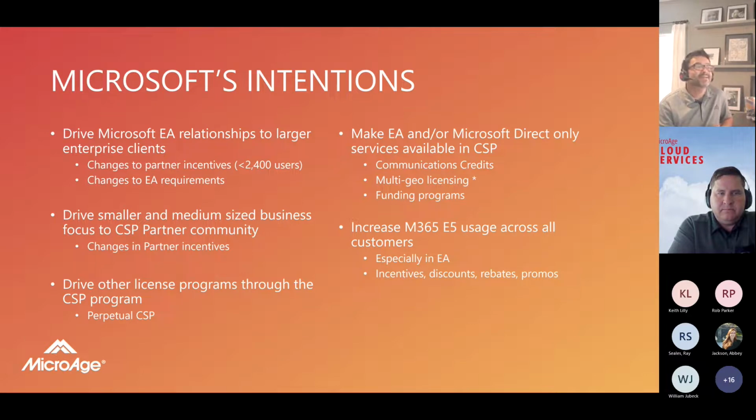Making EA and Microsoft Direct only services available in CSP. There was a time where you couldn't get communications credits from a CSP partner. You could not get multi-geo licensing from a CSP partner. Let's put a pin in that one for a second. And then there were definitely limited funding programs for the CSP partner community, right? You could easily have an EA and get a bunch of money towards projects and things like that.